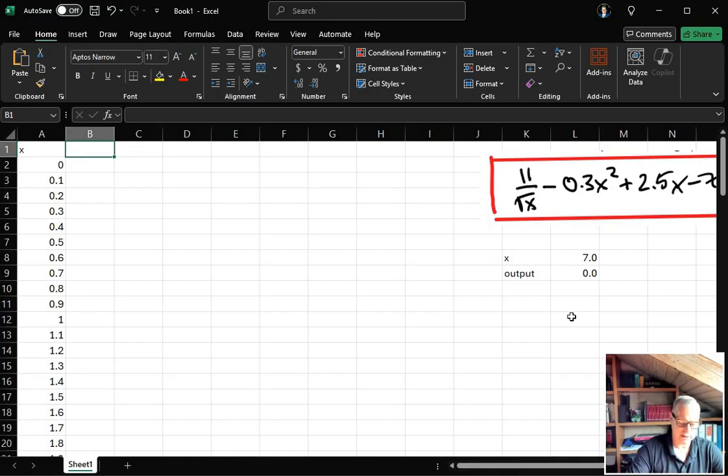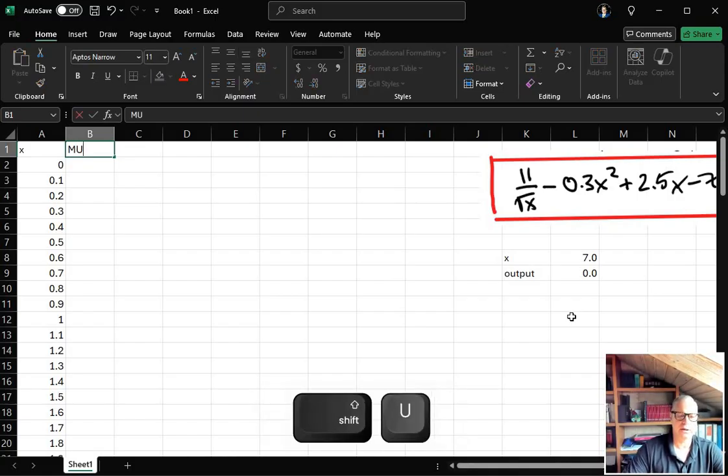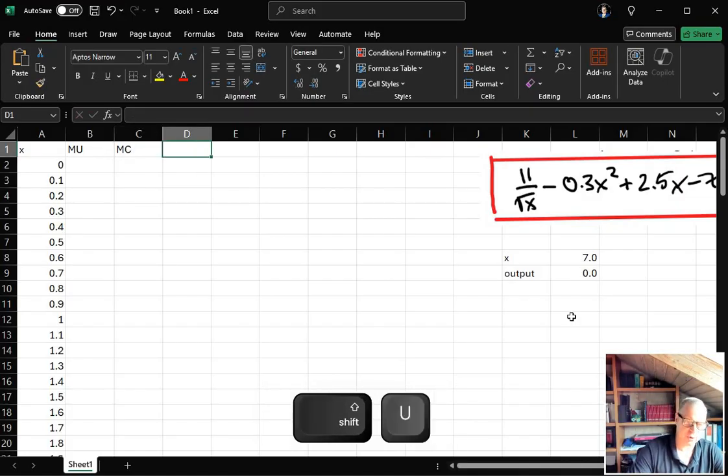And now we need the marginal utility and the marginal cost, and then we can have total utility and total cost.